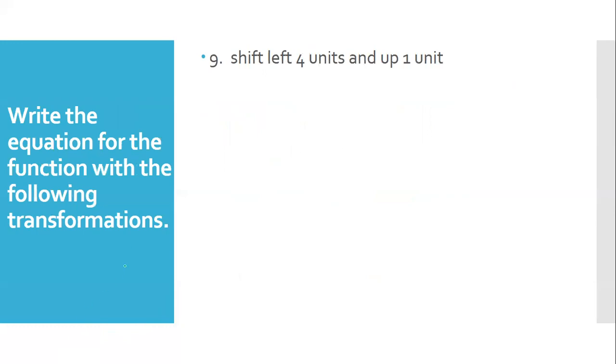All right, so now we're going to go backwards. So now we're given words and we have to create the equation, okay? Remember the equation is y equals a times x minus h squared plus k. So the first thing we have to do is identify each variable from what we read. So we got to identify what the a is, what the h is, and what the k is.